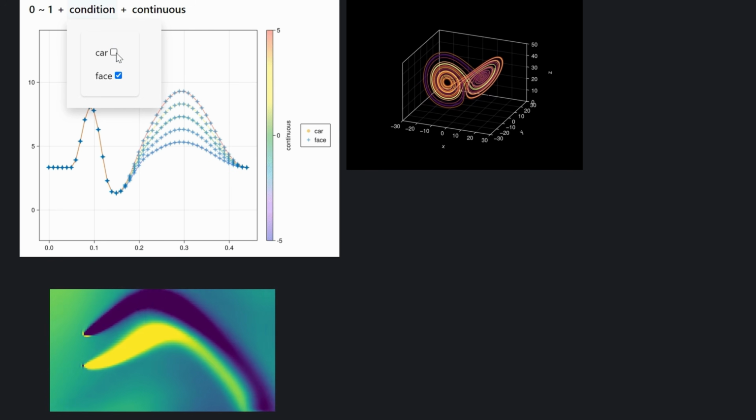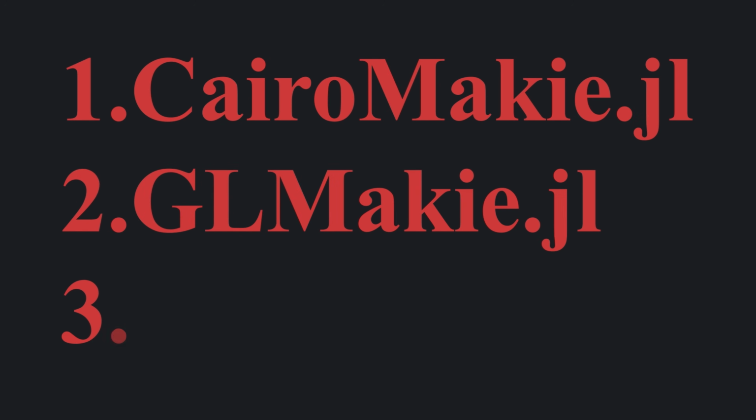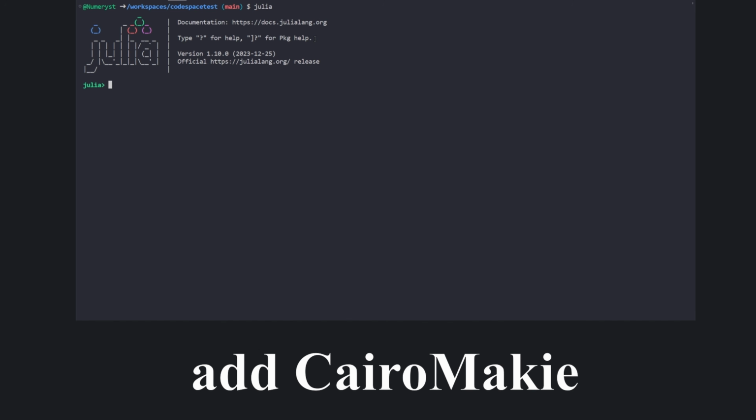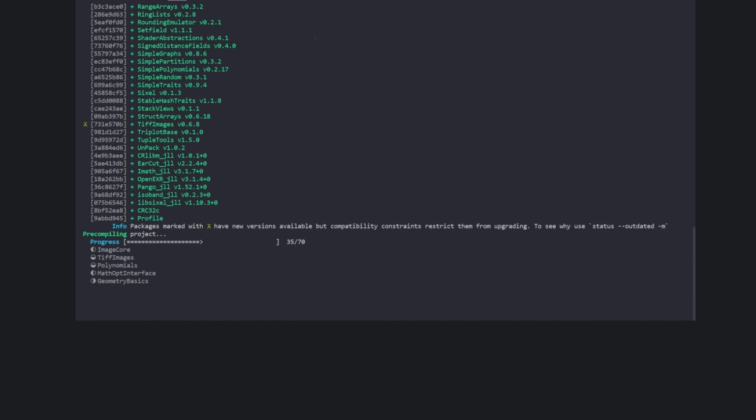Makie visualization package has 3 main backends: CairoMakie, GLMakie, WGLMakie. These 3 backends serve different purposes. But before discussing that, open up the Julia REPL, hit the right square bracket to go into the package mode, and type add CairoMakie. This adds CairoMakie package to your Julia environment. Depending on your operating system, adding the package might take some time, so pour some coffee and wait for it.